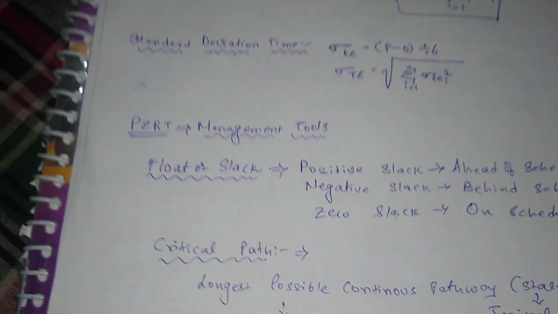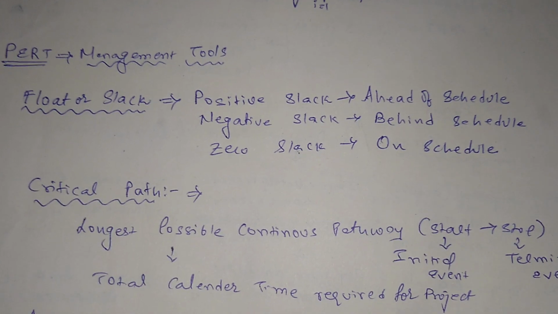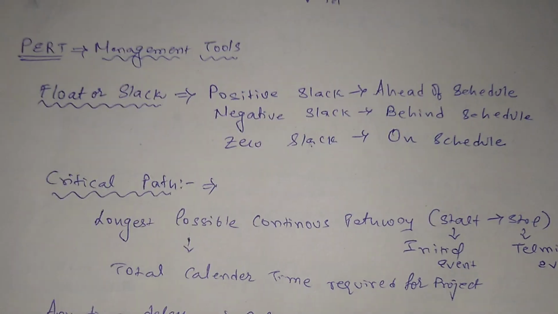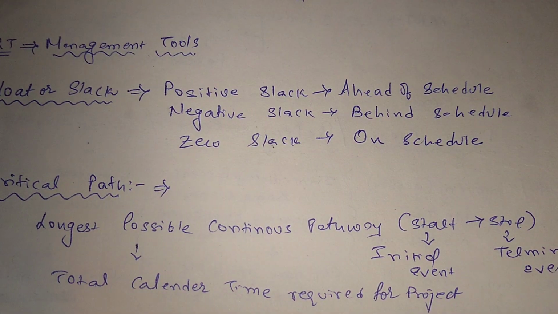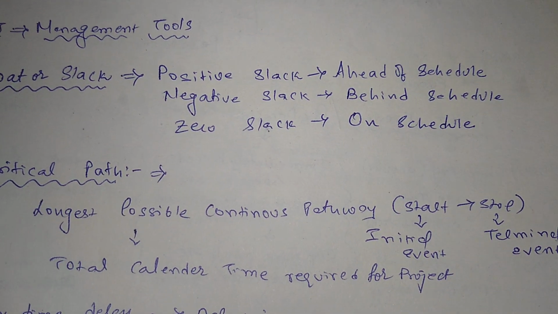Now let us see PERT management tools. First thing is float or slack. Here we can see positive slack means ahead of the schedule, negative slack is behind the schedule, zero slack is on the schedule.